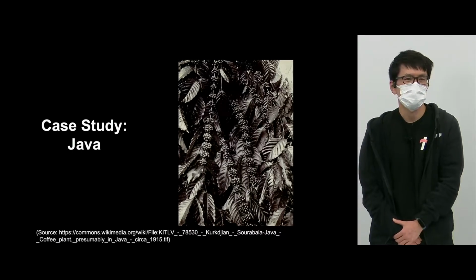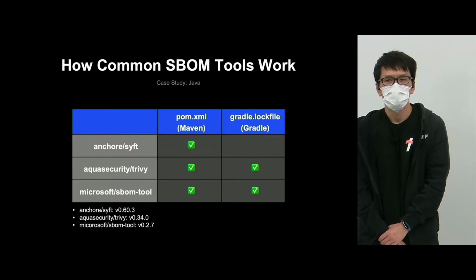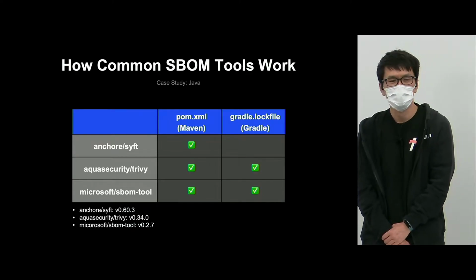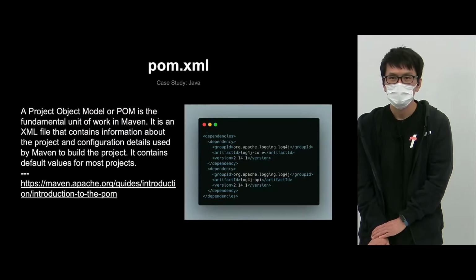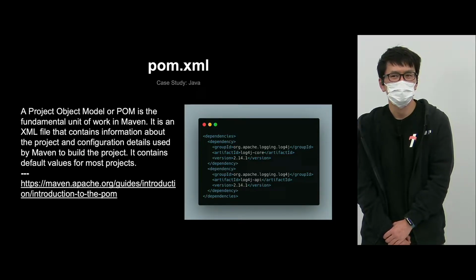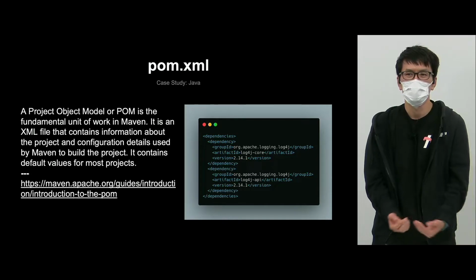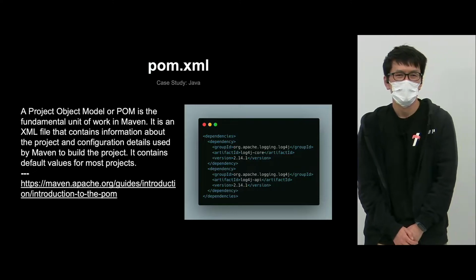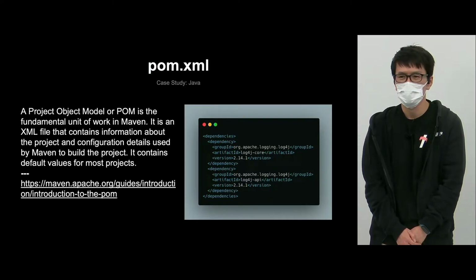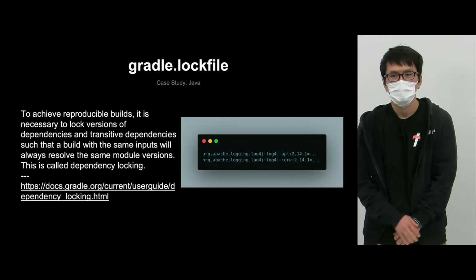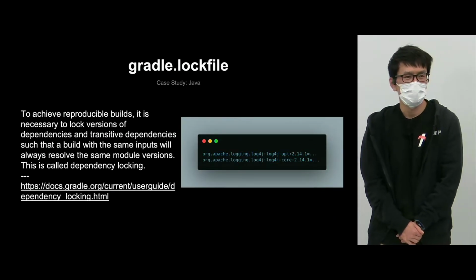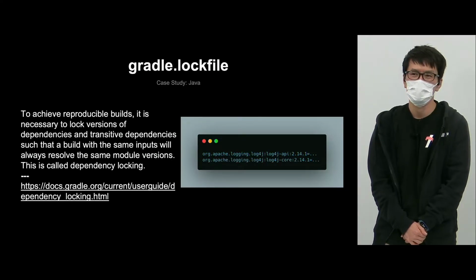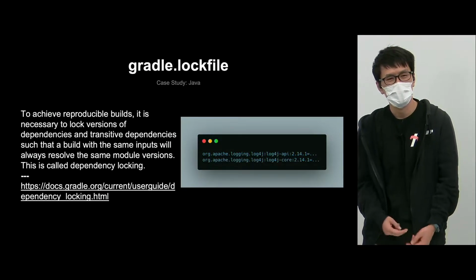The next case study is Java. pom.xml and gradle.lockfile are standard lock files in the Java ecosystem. Pom.xml is an XML file to define dependencies for a Java project, which works along with Maven. And you can see the group ID, artifact ID, and the version are defined in the XML. Gradle.lockfile is a lock file for Gradle. And you can see group ID, artifact ID, and the version are defined in plain text with several separators.